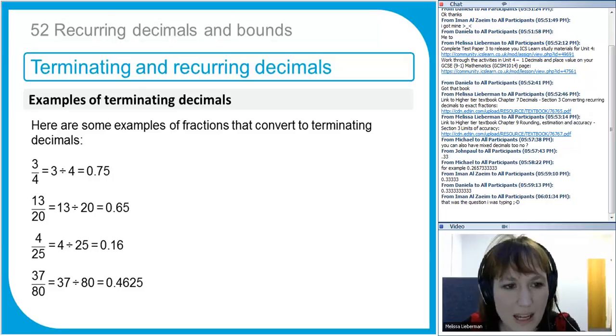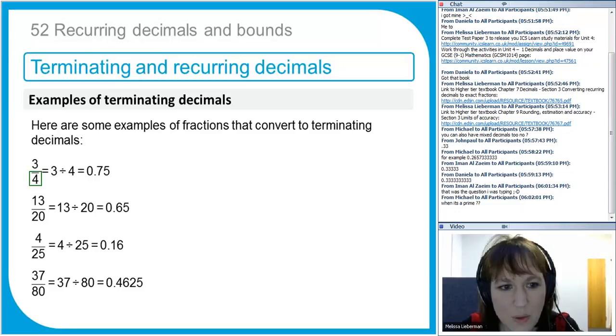Now what we're going to look at to work out whether it could be a terminating or recurring decimal is, that's not a very clear colour, let me do a red. We'll look at the number in the denominator.